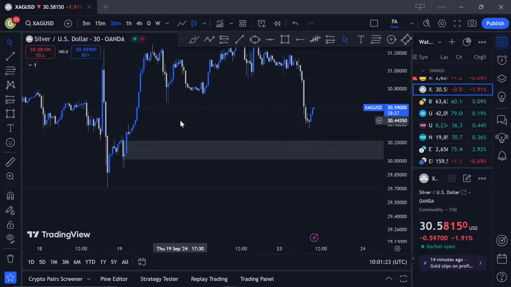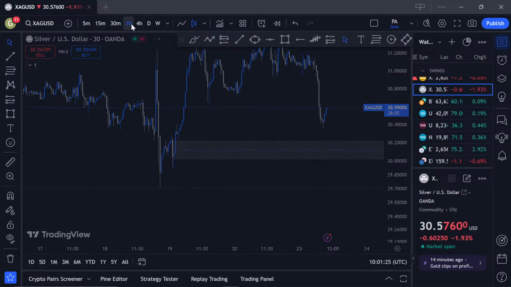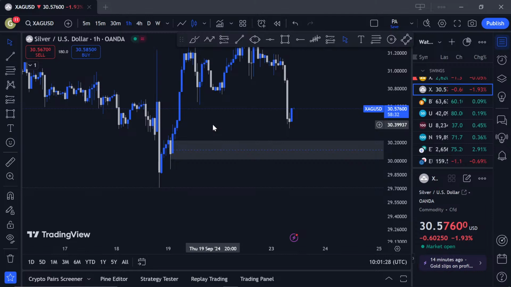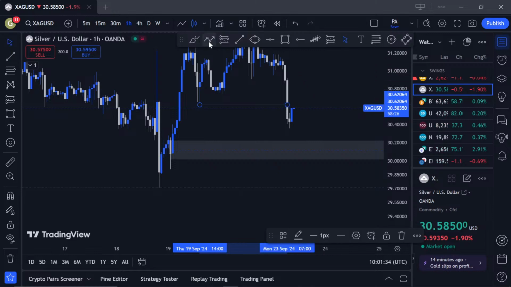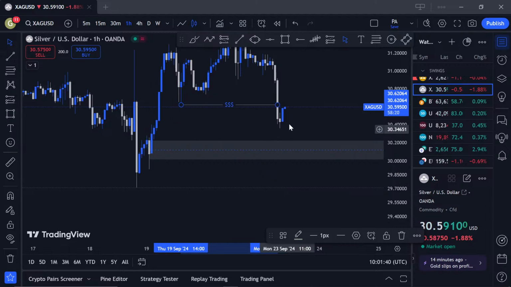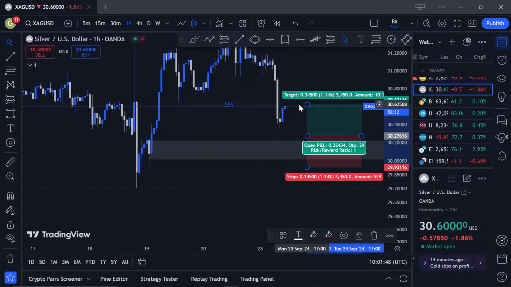So here it is on silver. I'll trade silver on the 1 hour time frame. Here should have been our liquidity level right here, but the market has already swept that, as you can see. So now I want the market to actually come into this 30.21913 level.